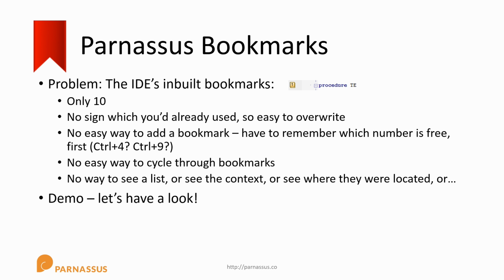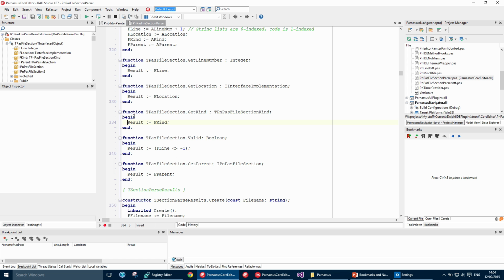And it would be really nice to be able to see a list of the bookmarks, and more than that, to see their context, to see useful information about where they are and what it is that they're marking. So with that in mind, let's have a look at Parnassus Bookmarks. To create a bookmark, just press Ctrl+B. A free number is automatically assigned.